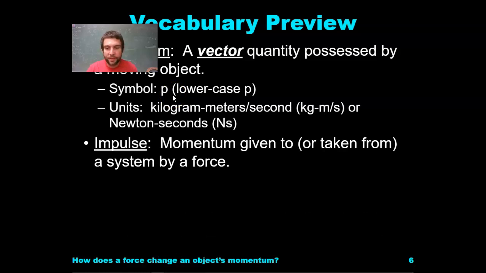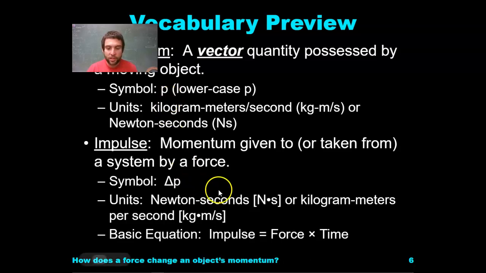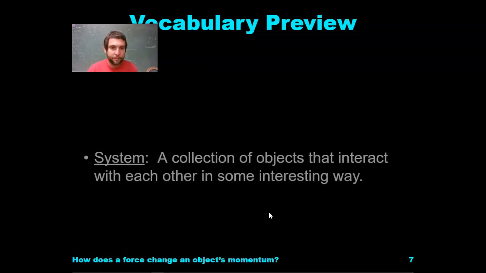Impulse is momentum given to or taken from a system by a force. Symbol: delta P, or capital J, or capital I. Units are a Newton second or a kilogram times a meter per second. The basic equation: impulse equals force times time.